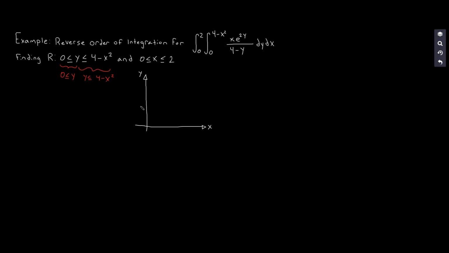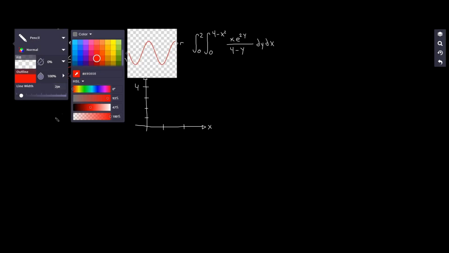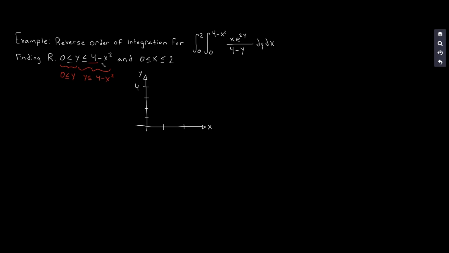This is my y-intercept. So I know that I'm scaling this for 1, 2, 3, 4, where the line intercepts the y-intercept is 4. And then for how I'm going to scale the x-axis, well, I know x is in between 0 and 2. So 1, 2. Try to spread it out. 1, 2. And so I'm going to graph this line here, 4 minus x squared.